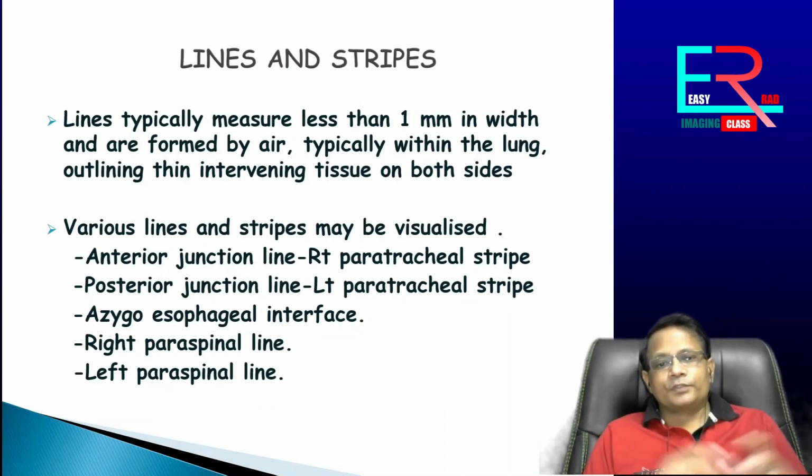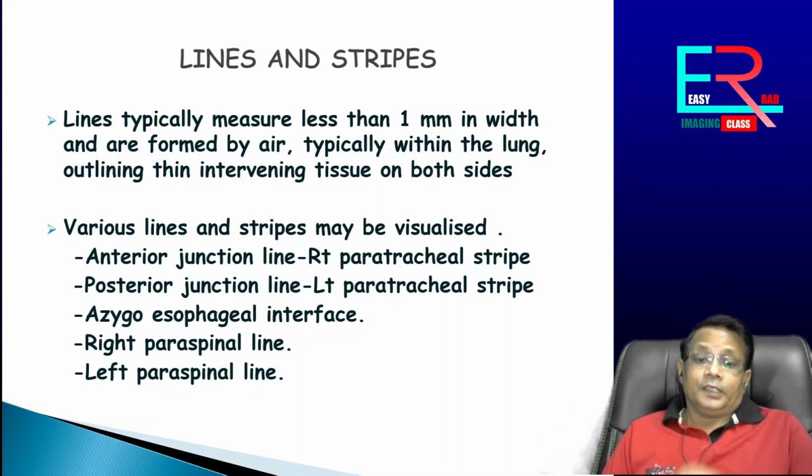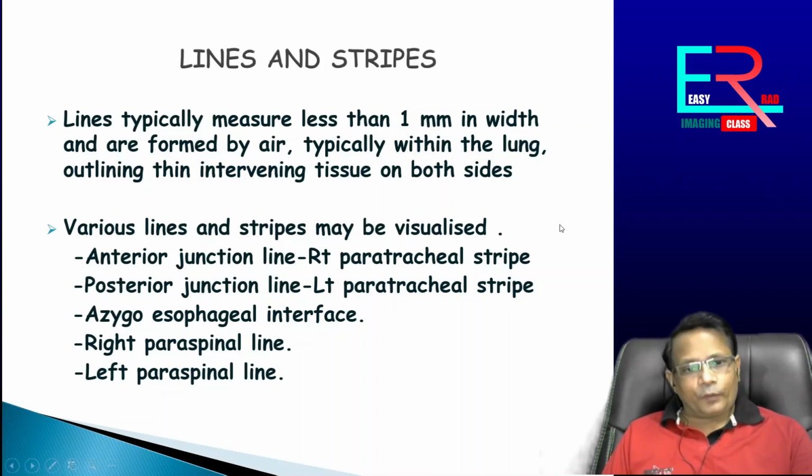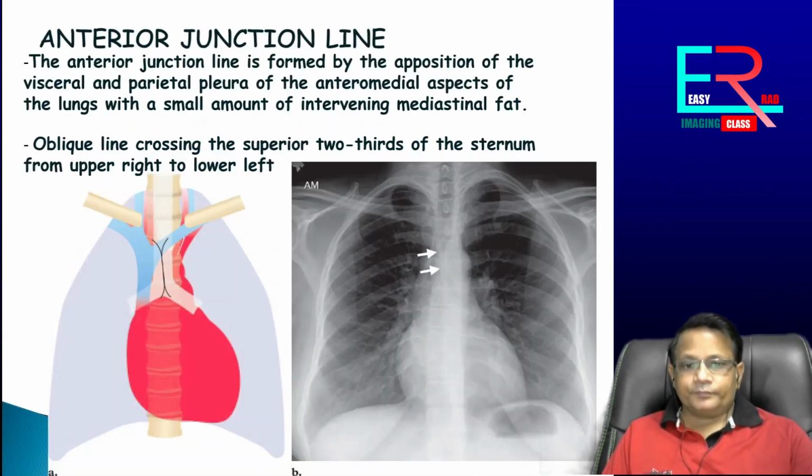Then come to discuss some lines and stripes. What are lines and what are stripes? Lines typically measure less than 1 mm in thickness and stripes are more than 1 mm. Lines are formed by the air typically within the lungs outlining the thin intervening tissue or fat. Various lines or stripes you may visualize on the frontal as well as the lateral chest section: anterior junction line, right paratracheal stripe, posterior junction line, left paratracheal stripe, and in this way the azygoesophageal interface, right paraspinal line, left paraspinal line. These lines are important. Important to note that you should know these lines.